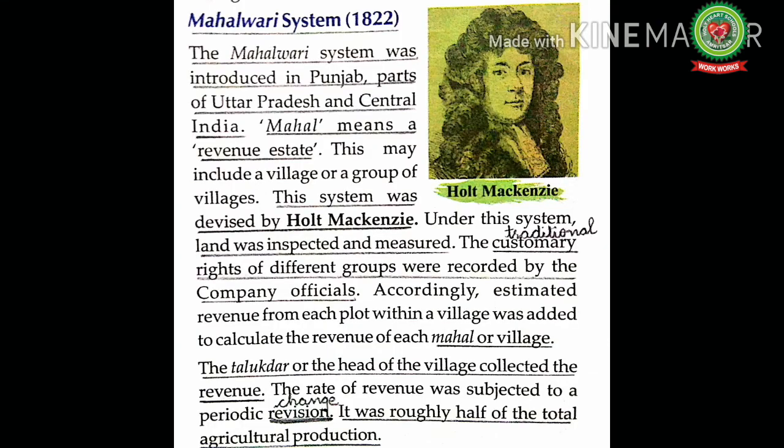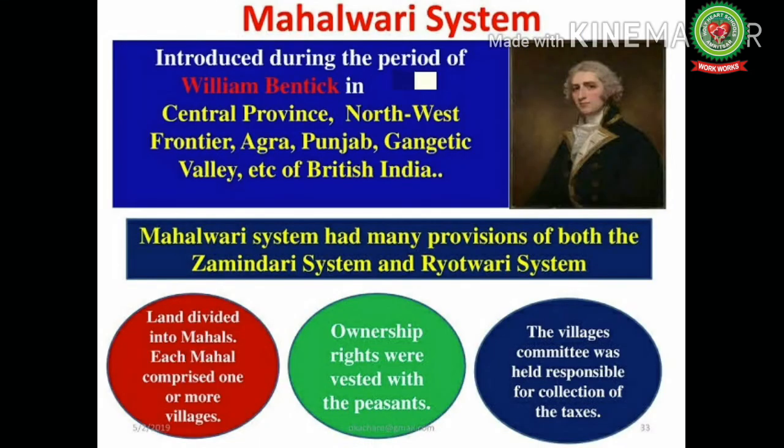Now let us read and discuss the other system of revenue collection of the British, that was the Mahalwari System, 1822. The Mahalwari system was introduced during the period of William Bentinck in Central Province, Northwest Frontier, Agra, Punjab, Gangetic Valley, etc. of British India. And this system was introduced by Holt Mackenzie in 1822. The Mahalwari system had many provisions of both the Zamindari system and the Rayotwari system.